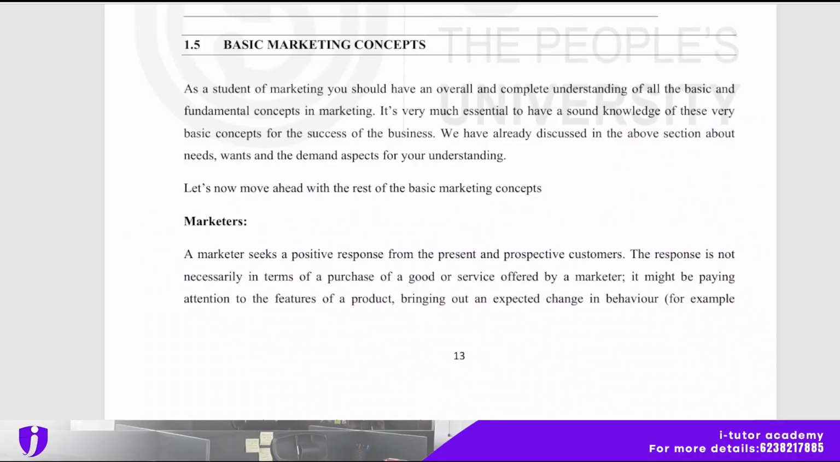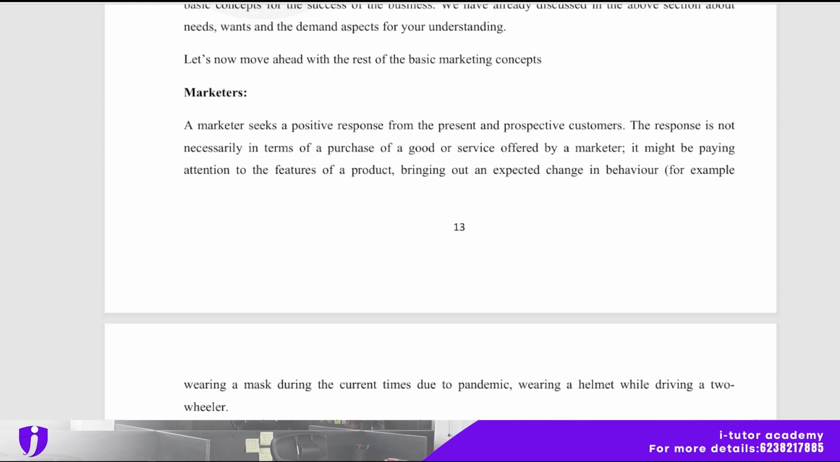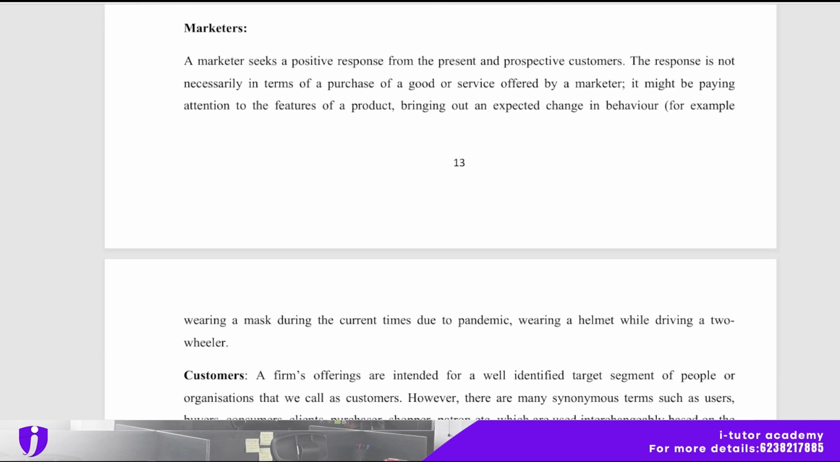Today we will start with Unit 1, subsection 5 of MMBZ 006, that is basic marketing concepts. As a student of marketing, you should have an overall and complete understanding of all the basic and fundamental concepts in marketing. It is very much essential to have a sound knowledge of these basic concepts for the success of the business. So let's now move ahead with the rest of the basic marketing concepts, that is marketers.